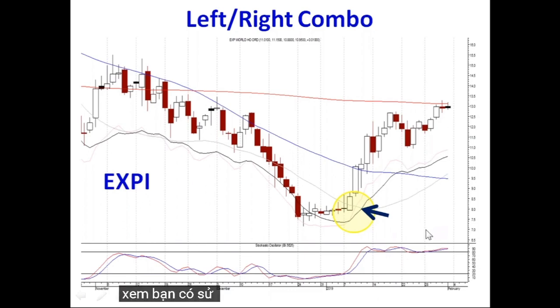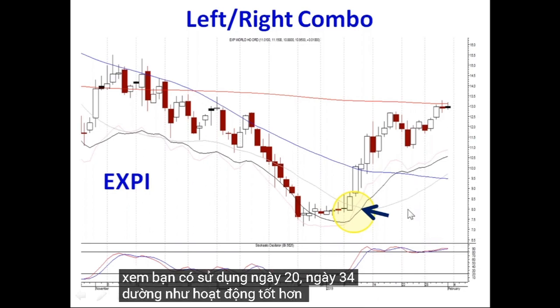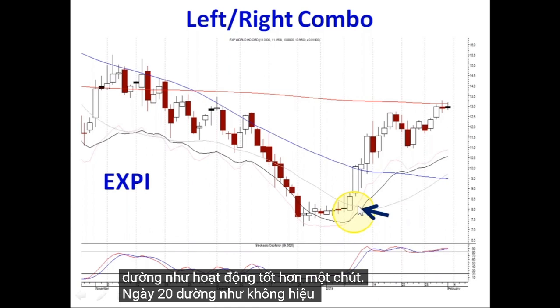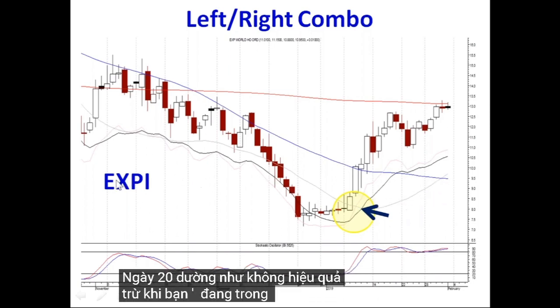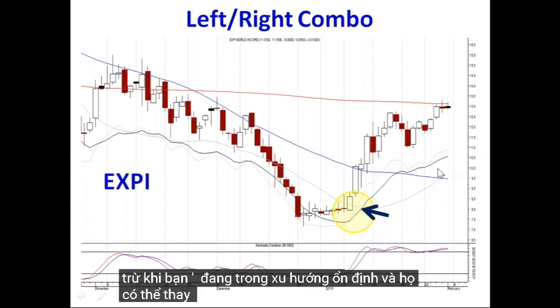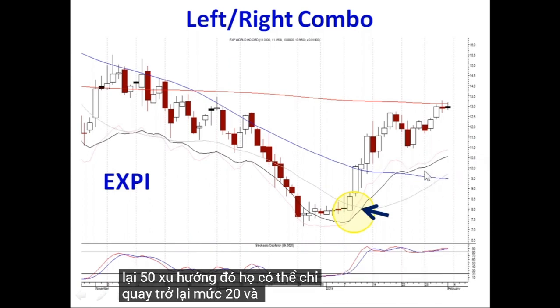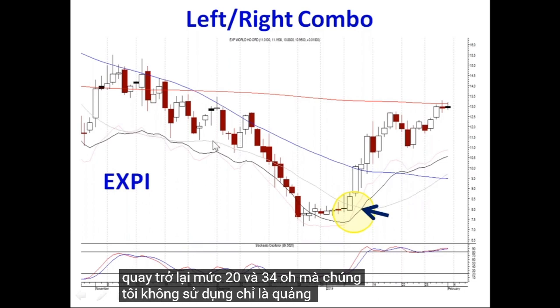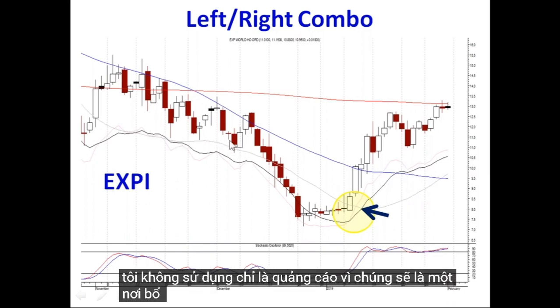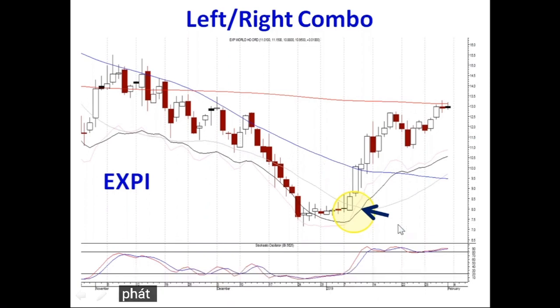Do you use the 20-day? The 34 just seems to work a little bit better. The 20-day doesn't seem to be as effective unless you're in a steady trend. And instead of coming all the way back to the 50, they may only come back down to the 20. And the 34 we don't use, it just adds an additional place where reversals might come into play. That does not look like an 8 EMA.